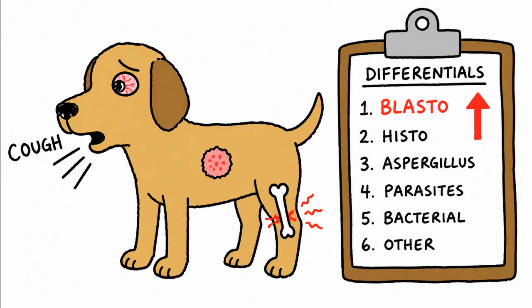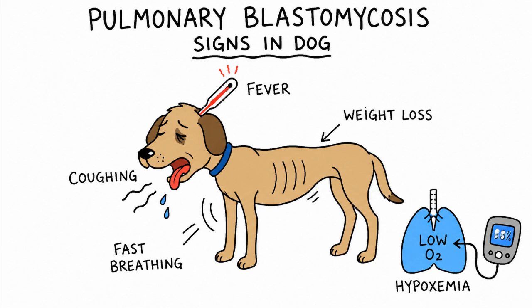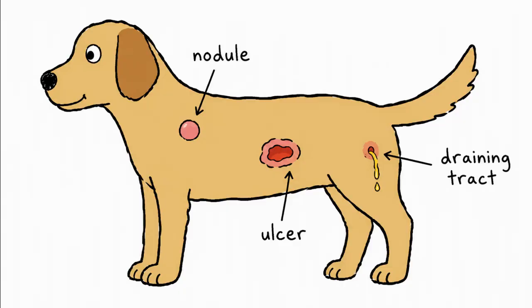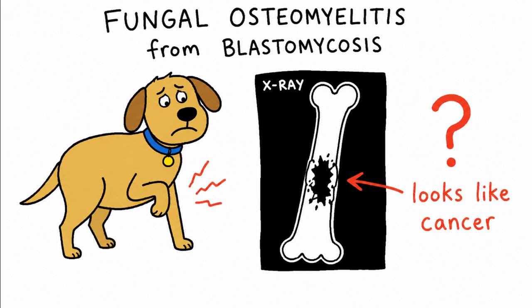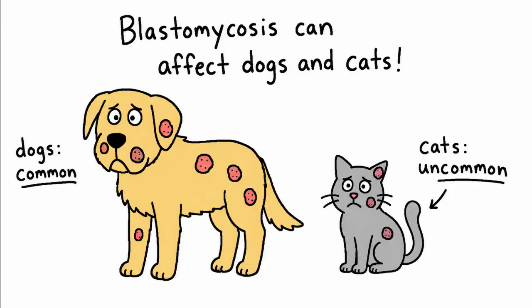Blastomycosis should move higher on the differential list when a dog has respiratory disease together with skin, eye, or bone lesions. Pulmonary disease may cause coughing, rapid breathing, fever, weight loss, or hypoxemia. Skin involvement often produces nodules, ulcers, or draining tracts. Ocular spread may cause uveitis, retinal detachment, glaucoma, or blindness. Fungal osteomyelitis can cause focal lameness and destructive bone lesions that resemble cancer. Cats can develop similar disease, but feline blastomycosis is uncommon.